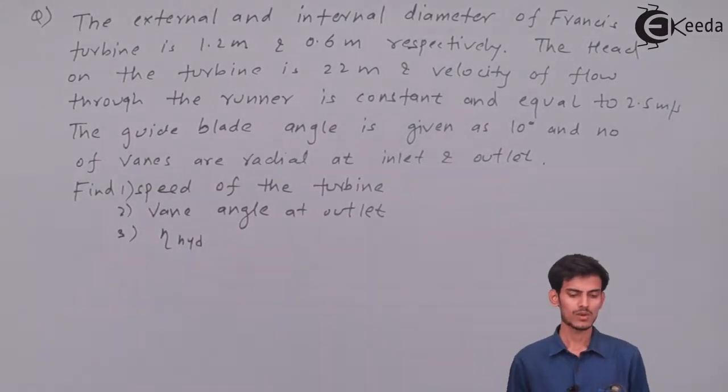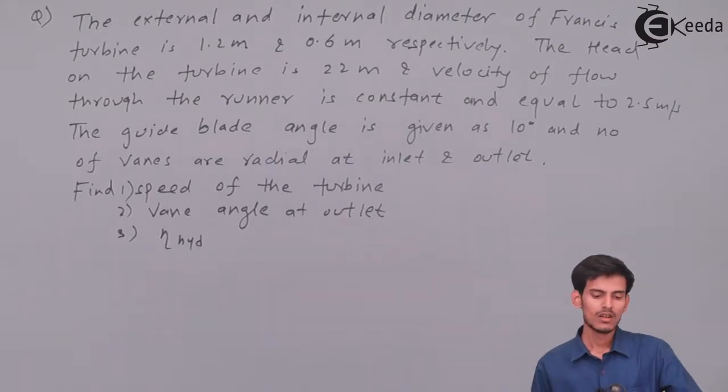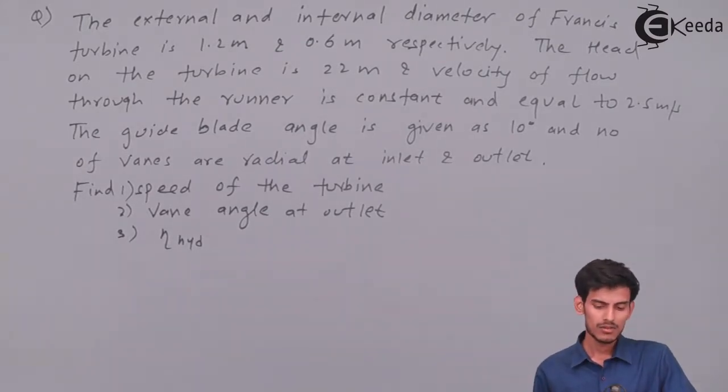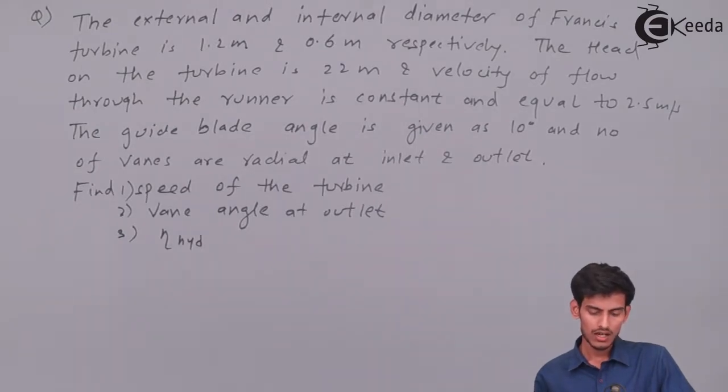So I'll read out the question once again. The external and internal diameter of Francis turbine is 1.2 meter and 0.6 meter respectively. The head on the turbine is 22 meters, and the velocity of flow through the runner is constant, and it is equal to 2.5 meters per second. The guide blade angle is given as 15 degree, and the discharge is radial at inlet and outlet.